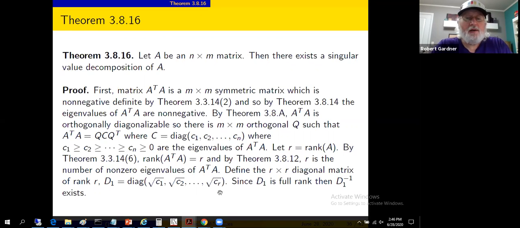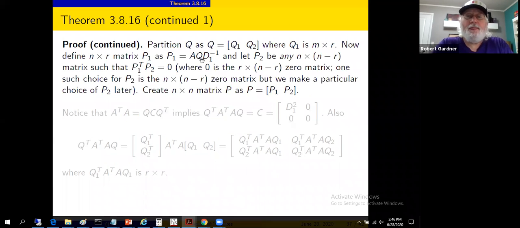Okay, so D1 is diagonal, there are the entries. D1 is an r by r matrix, and it's certainly full rank. So D1 inverse exists. All right, take our partitioned matrix Q. We had introduced matrix Q. Let's look back at that.